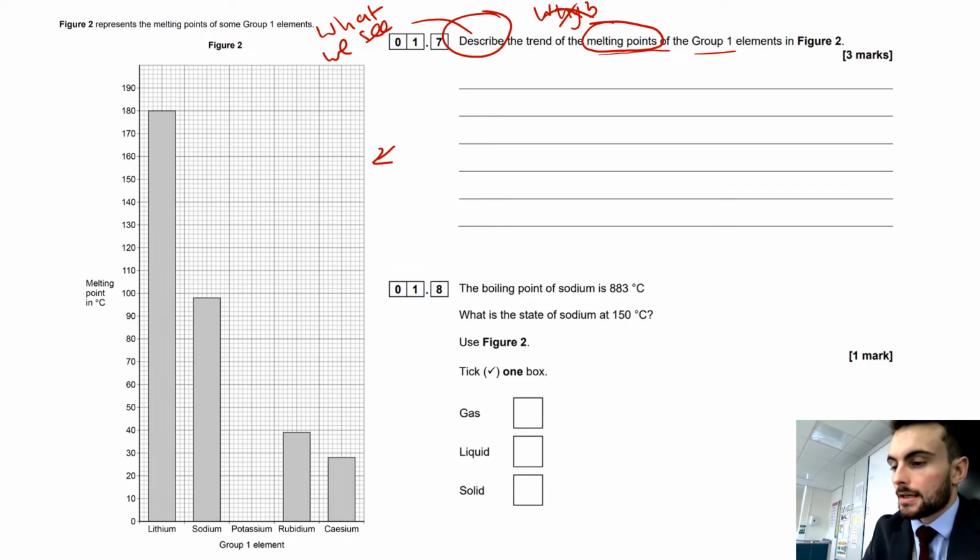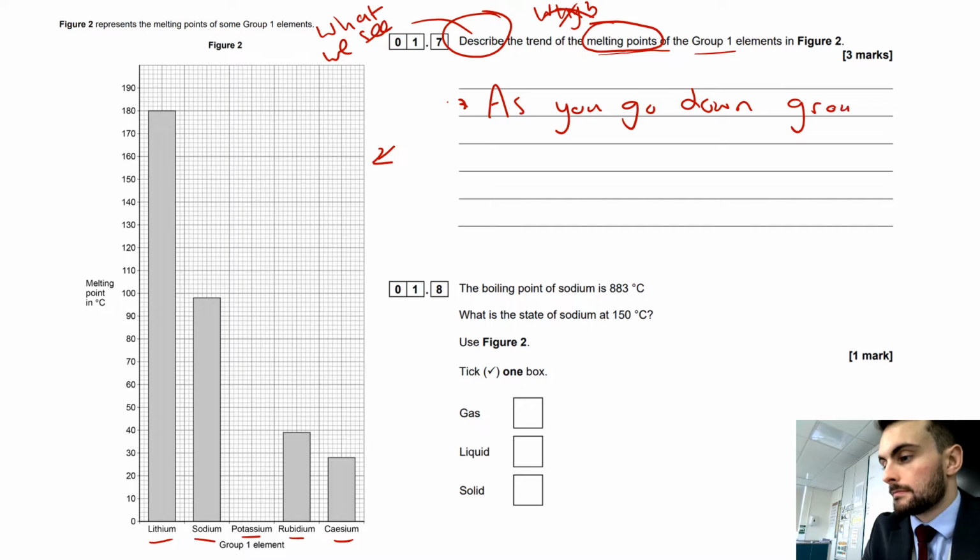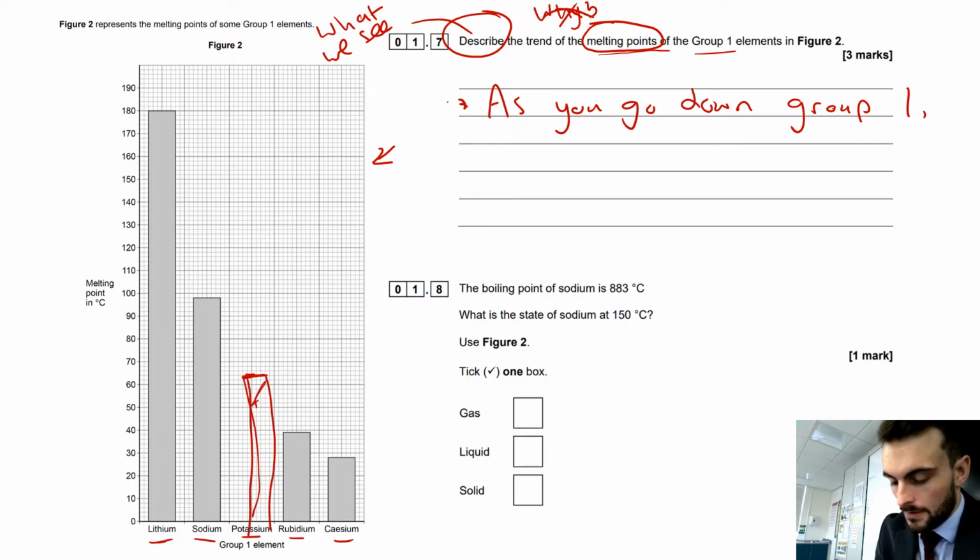So the first thing we can say is, if we look on your periodic table, the top element in group 1 is lithium, then sodium, potassium, rubidium, cesium. We're actually going down the group there. So as you go down group 1, what's happening to the melting point? Well, lithium's was 180, then sodium's is 98, potassium's was 63 from before, which is there. And then rubidium's a bit less, and cesium's a bit less.